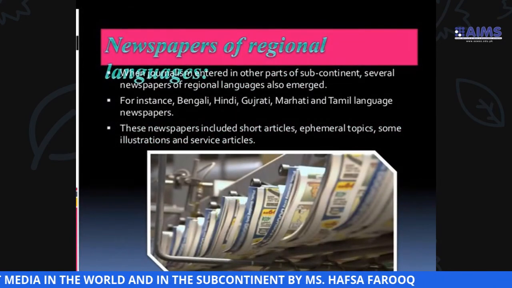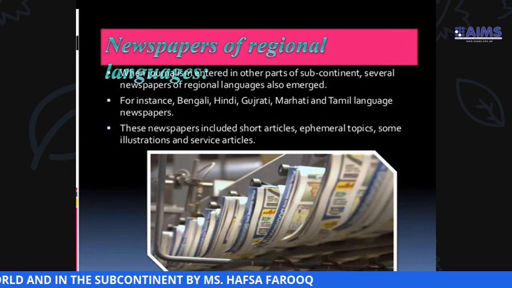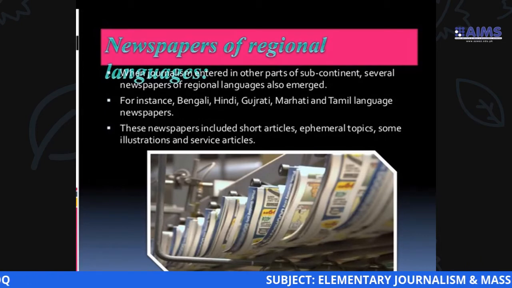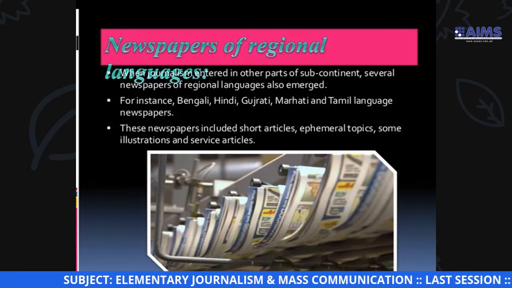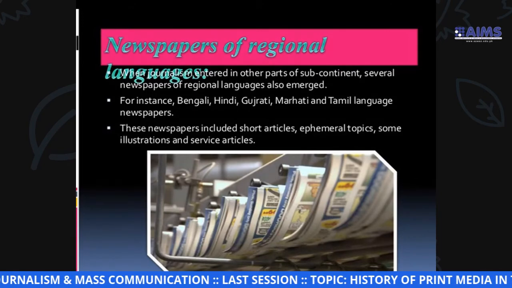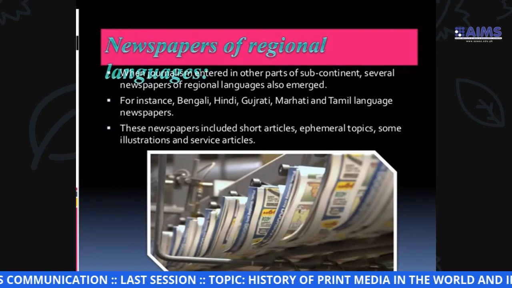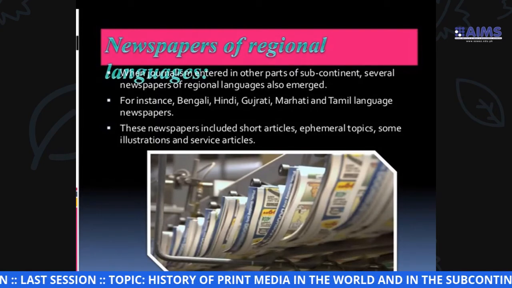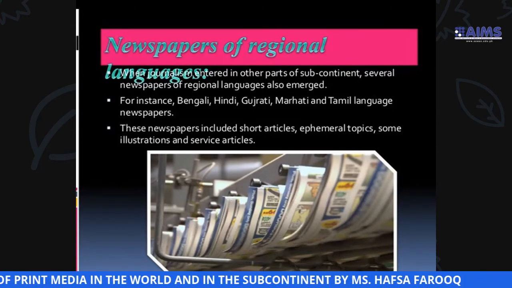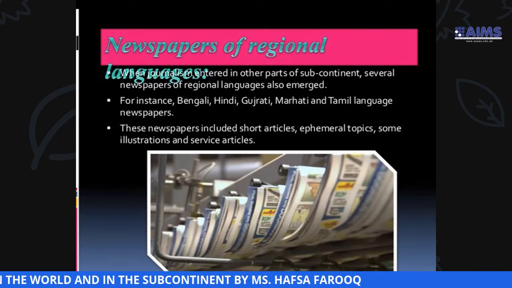Newspapers of regional languages. When journalism entered in the other parts of subcontinent, several newspapers of regional languages also emerged. For instance, Bengali, Hindi, Gujarati, Marathi, and Tamil language newspapers. These newspapers included short articles, ephemeral topics, some illustrations, and service articles.